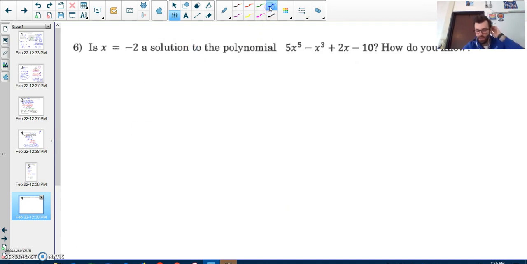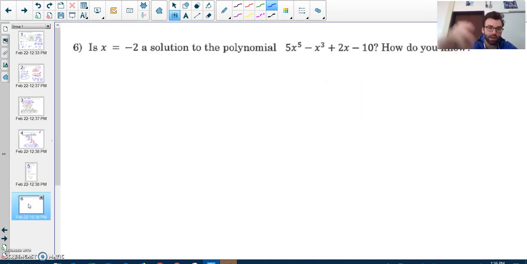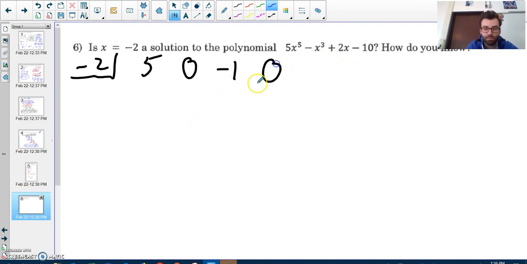Last one: isn't x equals negative 2 a solution to the polynomial, and how do you know? So in order to determine if it's a solution to the polynomial, I could do this 2 ways. I could use polynomial division, or long division, like we did in number 4 with the factor of x plus 2, or I could use synthetic division, which will go quicker, so I'm going to use synthetic division. Remember, I use my coefficients. 5, there is no x to the 4, so I must put a 0 as my placeholder. Negative 1, there is no x squared, so I need a 0 placeholder. 2, and negative 10.